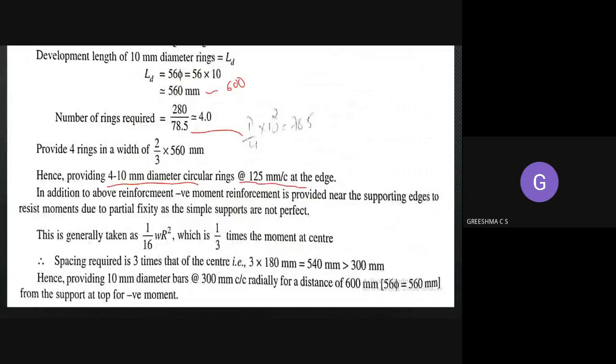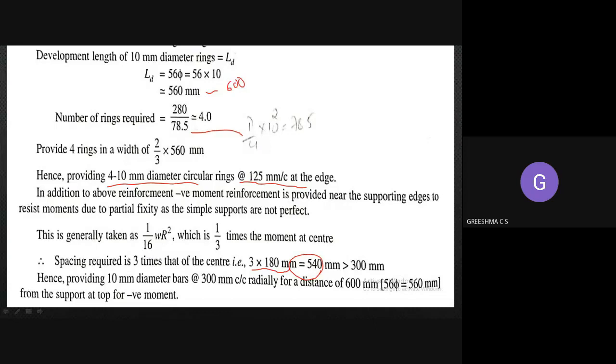See here, the spacing required is 3 times that of the center. So the spacing of the radial reinforcement is 3 times the spacing of the reinforcement you have provided at the center. For the central portion you have provided 180, into 3 you get 540. We know that we cannot accept a value more than 300. IS code always restricts the spacing value to 300 mm.